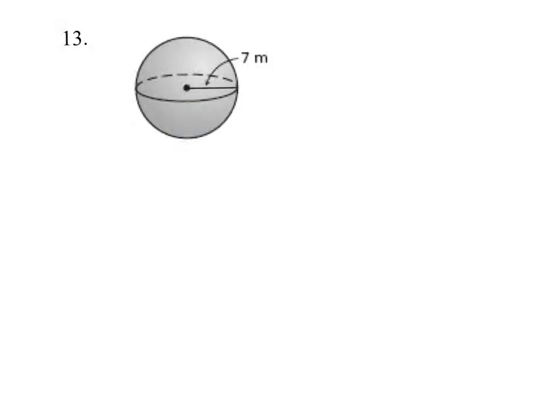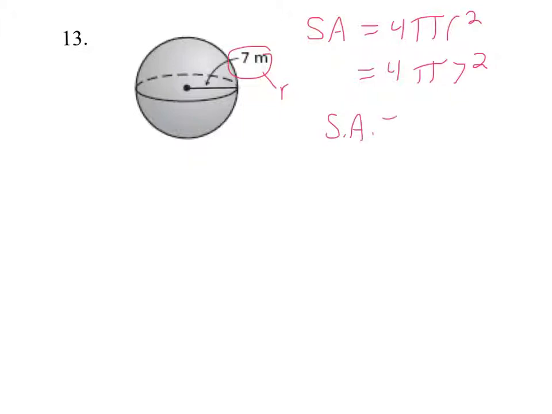Again, you can just use the formulas. The surface area of a sphere is 4 pi r squared. And you can see this 7 actually is the r. So 4 pi 7 squared. If you do 7 squared and 4, you get 196. So the surface area is 196 pi meters squared, or approximately 615.75 meters squared.